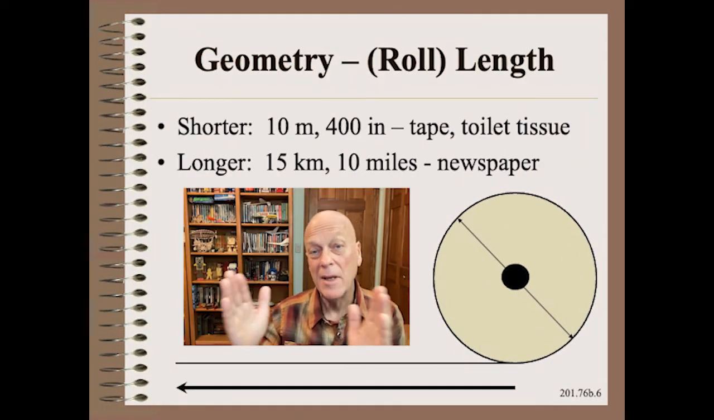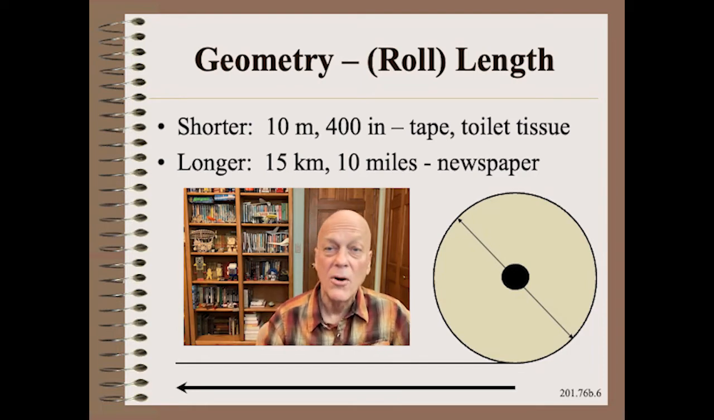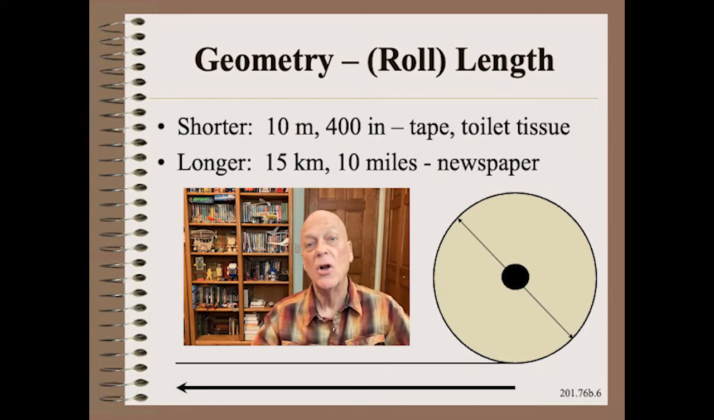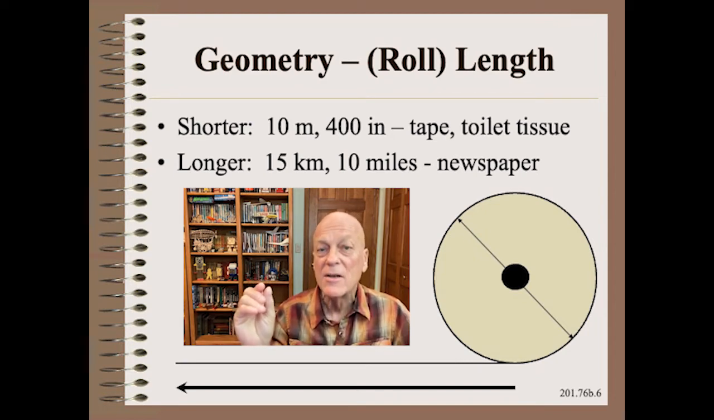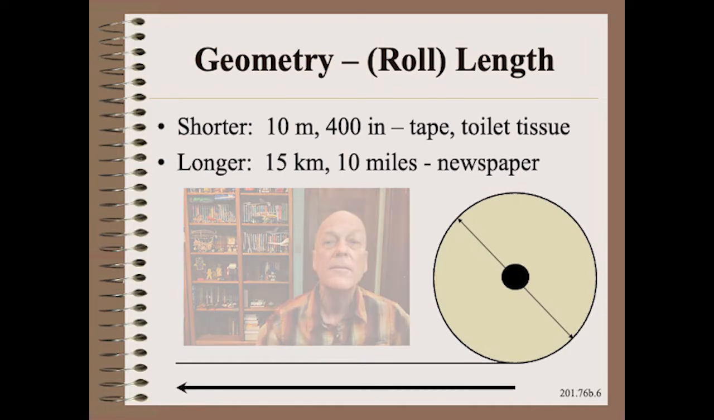Roll length can be less than 10 meters or 400 inches. An example here includes adhesive tape as well as toilet tissue. Roll lengths can also be quite long. The length of an average newsprint roll is 15 kilometers or 10 miles. Ribbon-like materials are often spool or traverse wound and also can be quite long.